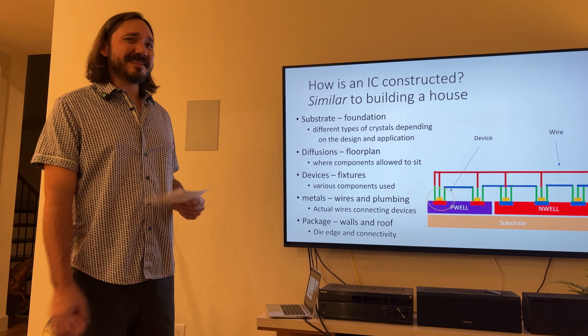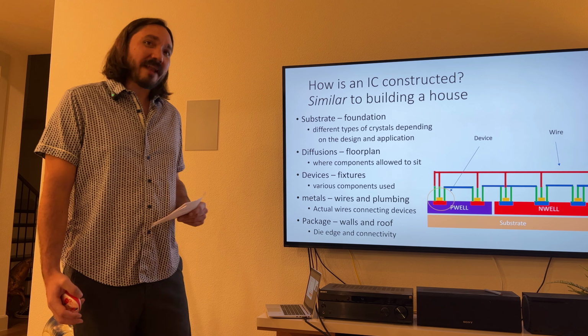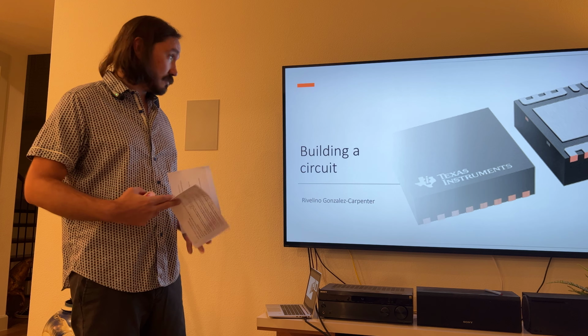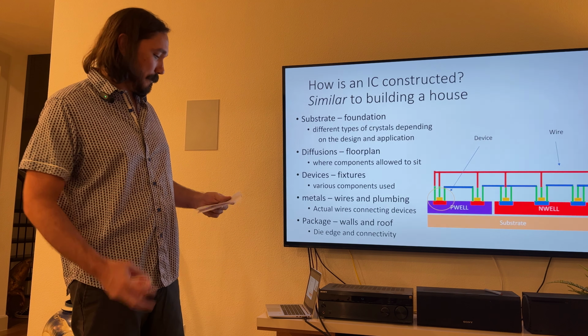So how is an IC constructed? Well, kind of like building a house. Sorry about that.